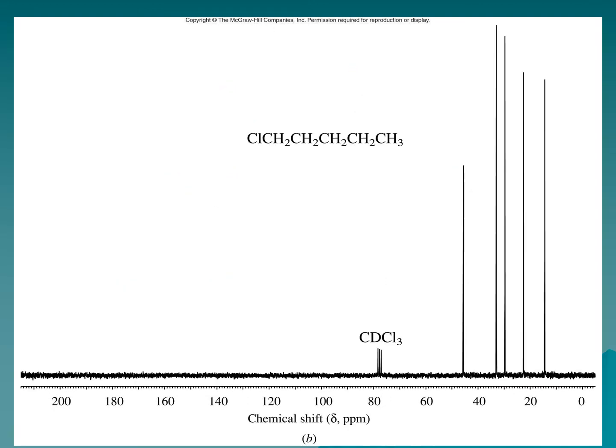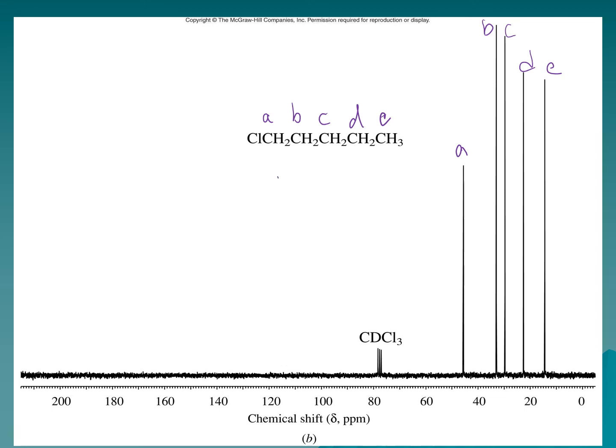Okay, so we looked at this one already. I'm going to call them A, B, C, D, E. They're all unique, so we have 5 signals. All right, this is a carbon NMR. You only see one line for every carbon. Those are the unique carbons. Now, if we couple this carbon NMR with a hydrogen NMR, then we could tell how many hydrogens are on a carbon by the splitting pattern.